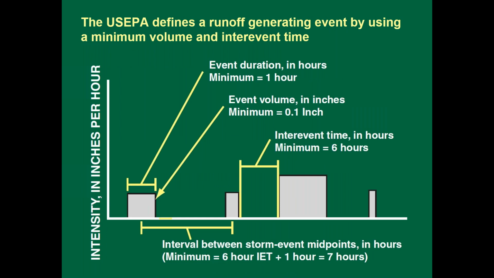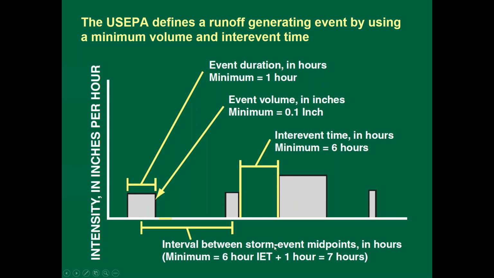So here's the EPA definition. They're looking at event duration in hours, and because they use hourly data, the minimum runoff generating event is 1 hour in length. The event volume they define as a minimum of 0.1 inch of precipitation will create a runoff generating event. So any events that sum to less than 0.1 inch are not counted as a runoff generating event. Again, their definition for an inter-event time in hours is a minimum of 6 hours.